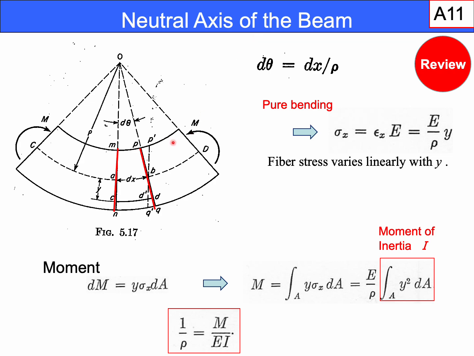As shown here, the normal stress in the beam varies linearly like this with the distance y from the neutral axis. Y is taken from the neutral axis, just like this figure. The part above the neutral axis experiences compression, while the part below experiences tension, or vice versa, depending on the bending direction.